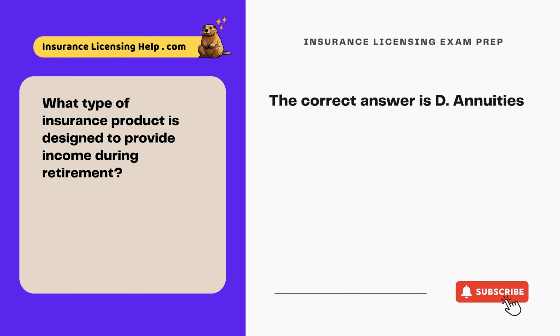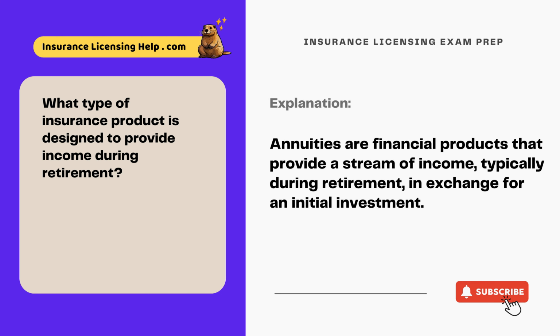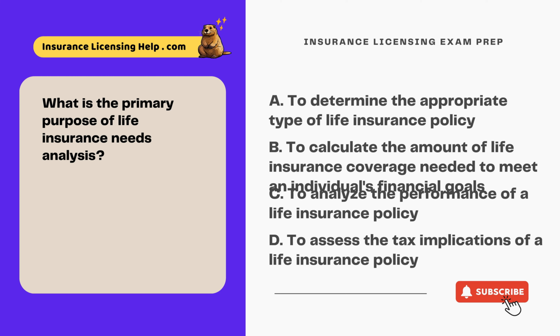The correct answer is D. Annuities. Annuities are financial products that provide a stream of income, typically during retirement, in exchange for an initial investment. What is the primary purpose of life insurance needs analysis?